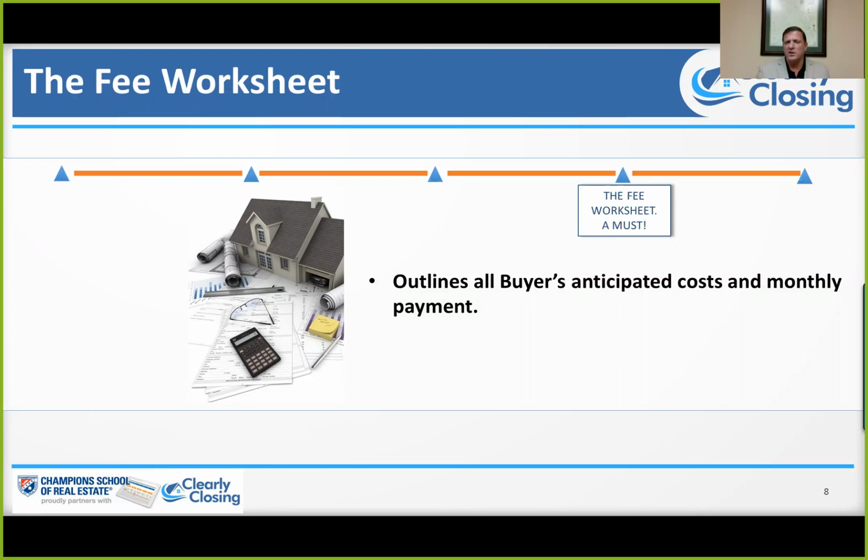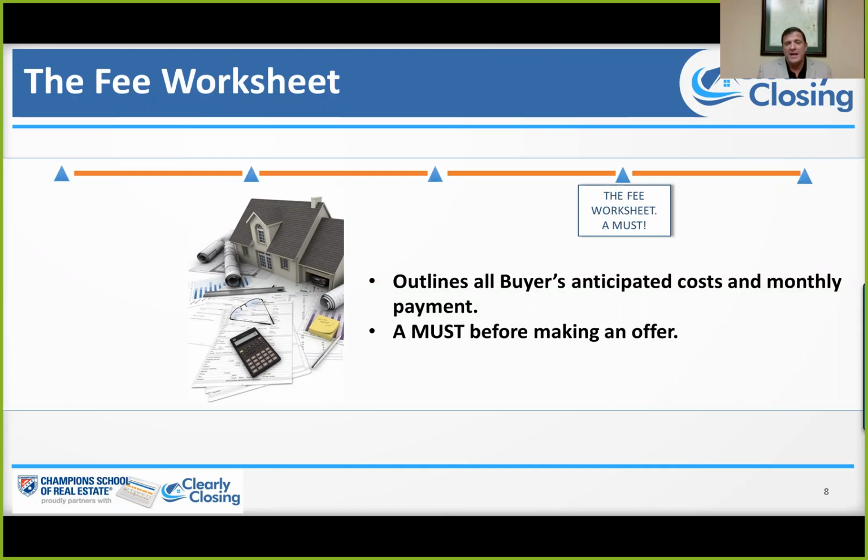But the important thing here is that the fee worksheet outlines all of the buyer's anticipated costs and their monthly payment, okay? So it's not only all of those fees they have to pay, it's what their payment is going to be. It's really a must to get this before you make an offer for the reasons that Roy expressed, and I'll express again that in order to properly negotiate on behalf of a buyer, they need to know how much they have to bring. They need to know if they have enough money. They need to know how much their note is going to be.